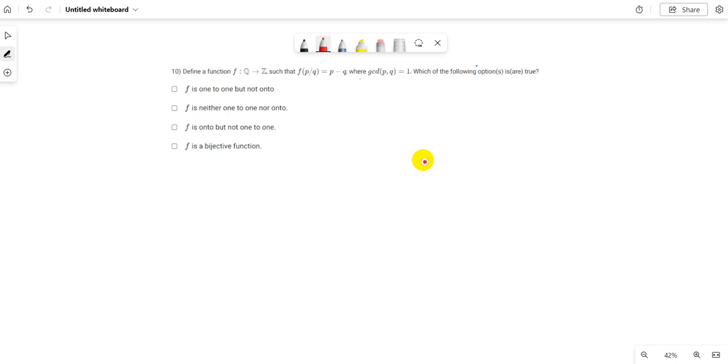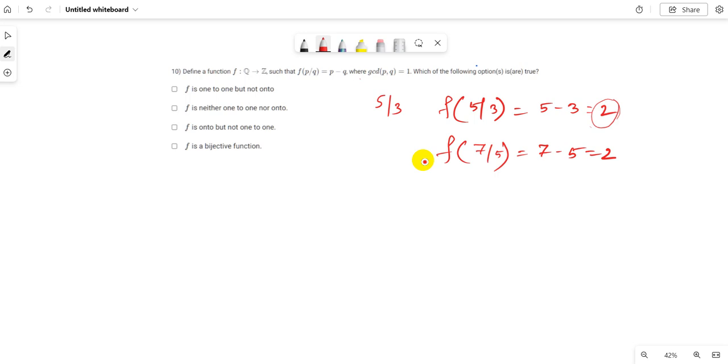Now if we take the rational number as 5/3, f of 5/3 is equal to 5 minus 3, which is equal to 2. And for the rational number 7/5, it is 7 minus 5, that is 2. So for these two rational numbers, our image is the same, 2. And we know that for 1-1, each element in the domain set has exactly one image in the codomain set.